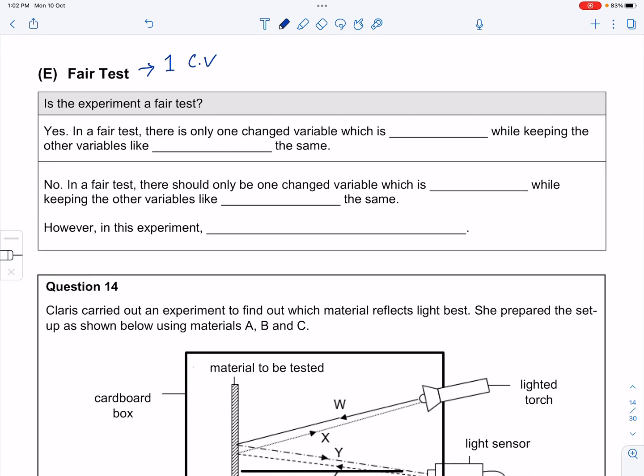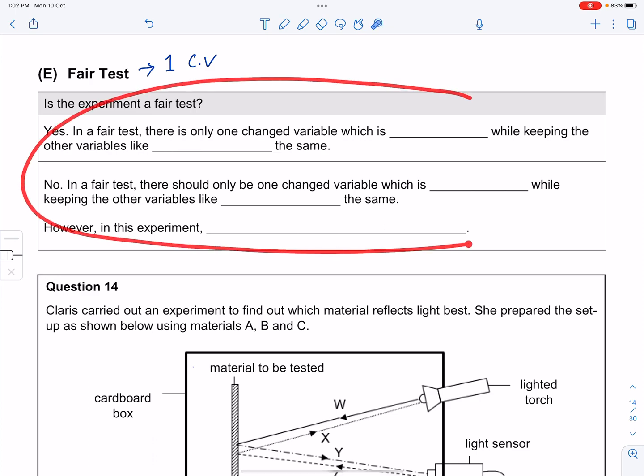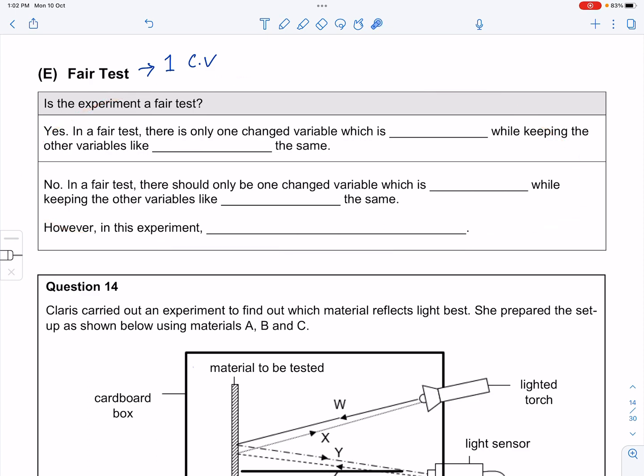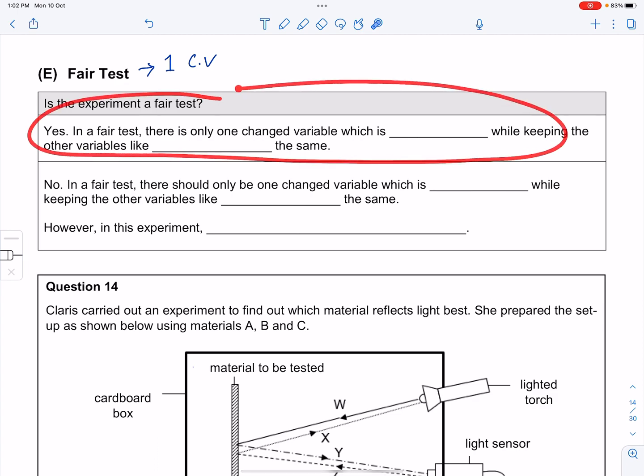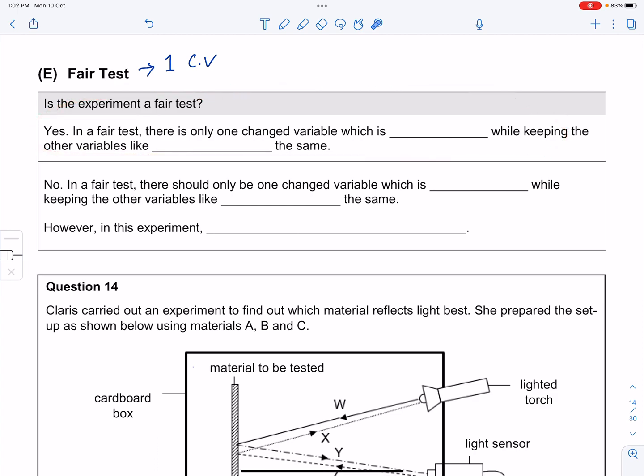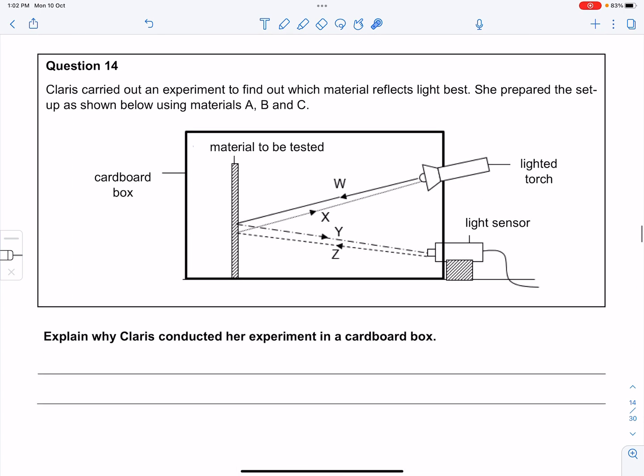So basically, over this part we're looking at how you can model your answer when answering a fair test question. When you want to say yes, it's a fair test, there is only one changed variable, which is what, and what was kept the same. And when you want to say no, how can you then answer? Then you talk about what is the difference. So let's take a look at a question to understand better.